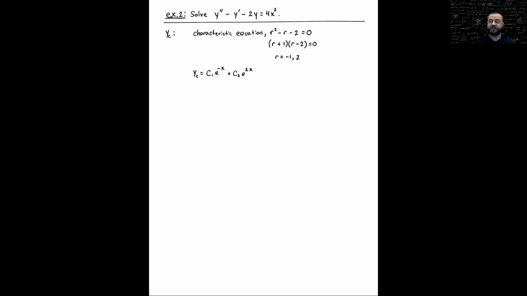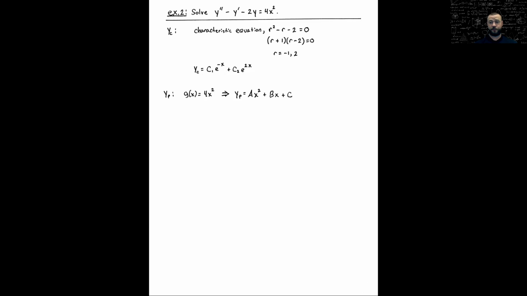Anyways, let's get to step 1, finding the complementary solution. All right, we make the right-hand side 0. We get our characteristic equation. This one easily factors. So we get our characteristic roots, -1 and 2, very quickly. And that leads us to the complementary solution, yc, which is c1 e to the -x plus c2 times e to the 2x. All right, that should not be difficult. That should go very quick. So we can move on to step 2, finding the particular solution.